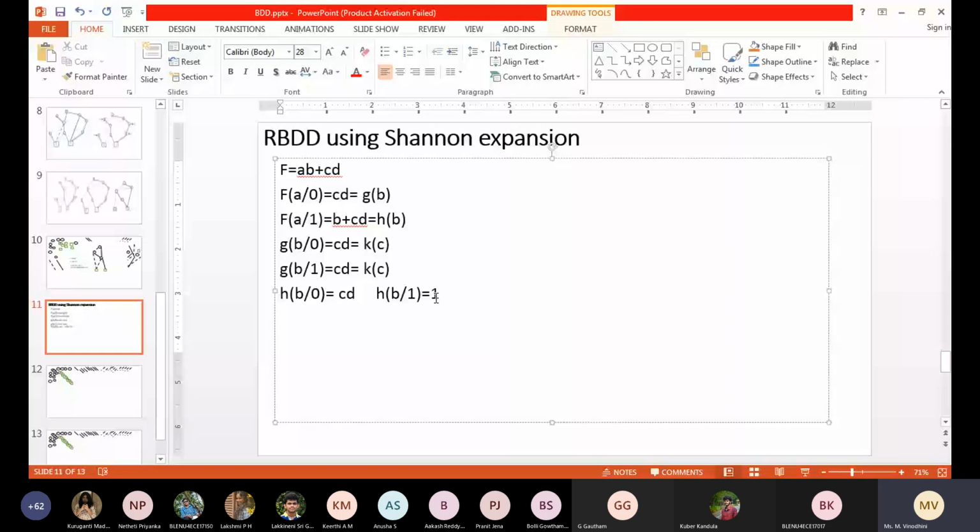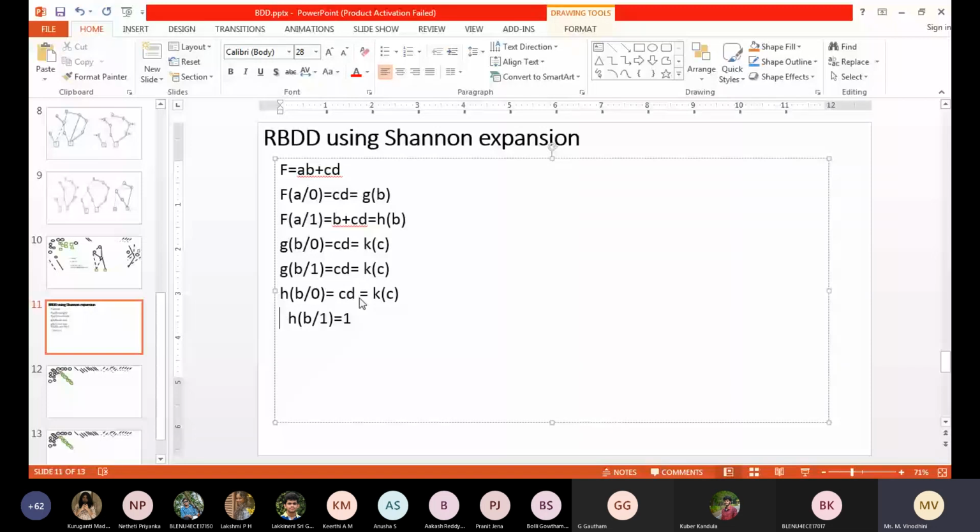People do it level by level. You can consider this as level 1. Level 1, I got G and H. So, G and H will be now level 2. In G and H, I got CD. Wherever you are getting CD, you need to consider as K of C only. Same variable only you need to assign. So level 2 is done. In level 2, I got only K of C.